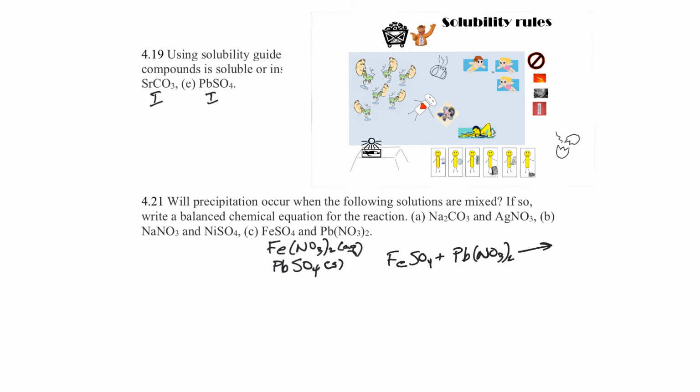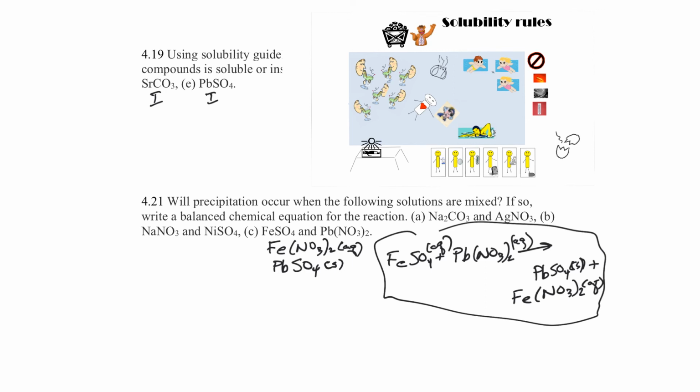Put them in water, put them together. They break apart, and if they join back, they just break apart again. But if they switch partners, then you're going to end up with lead sulfate, which is a solid, plus the other partner, iron 2 nitrate, aqueous. So this is aqueous, and this is solid, and this would be the answer for 4C.